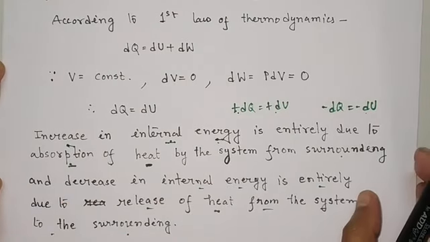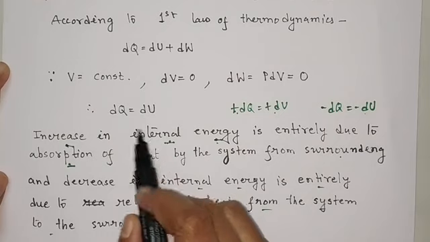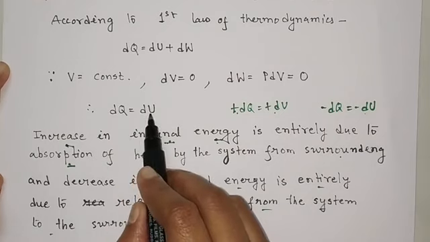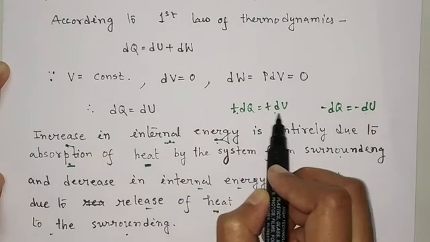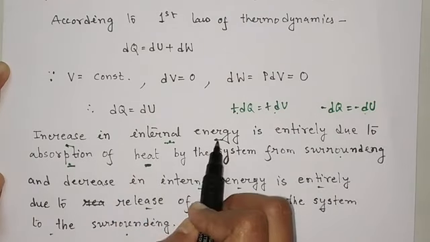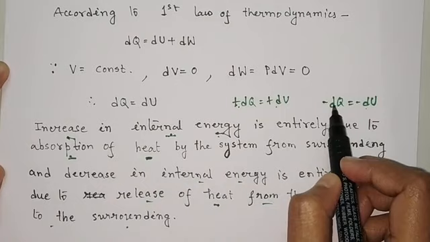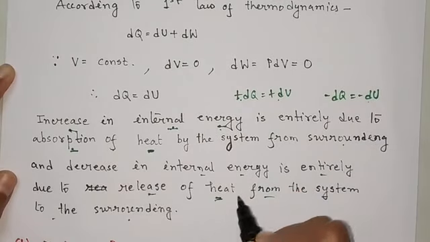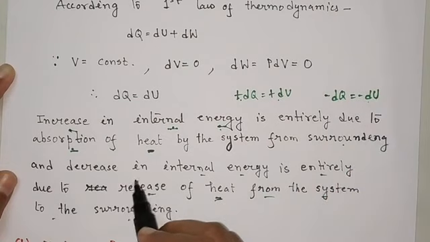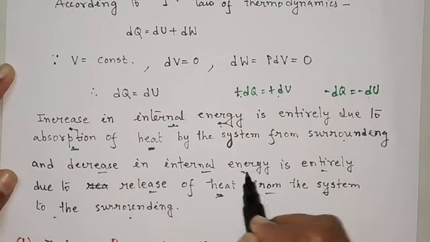So for the isochoric process, as dq equals du, it means that the absorption of heat is entirely used to increase the internal energy. And if dq is negative, that means release of heat, then du will also be negative. It means that there will be a decrease in internal energy.